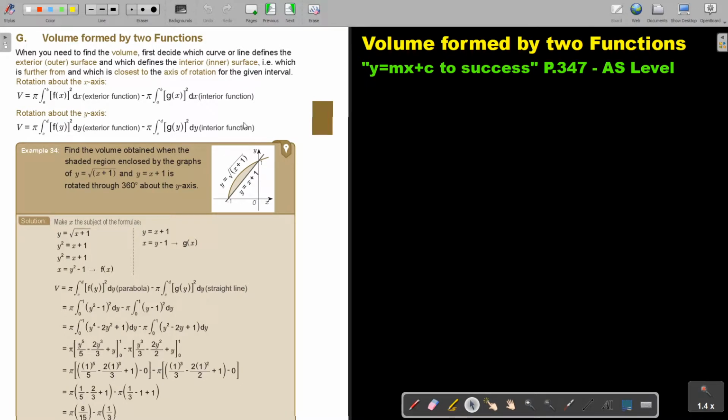Okay. Let's look at this example. Find the volume obtained when the shaded region enclosed by the graphs is rotated through 2 pi about the y-axis. Okay, this is very important. So if you're going to look, this is 1 and this is 0. So first thing that you do, let's just move it up a little bit.